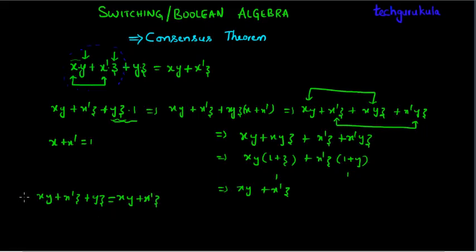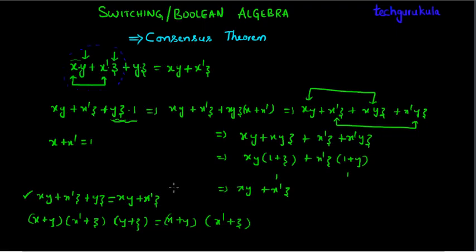Now we know that if you prove this equation, and you take the dual of this whole equation, that equation will also hold true. So let us write the dual of it: (x plus y) dot (x bar plus z) dot (y plus z) will be equal to (x plus y) and (x bar plus z). These two equations are duals of each other, and the equality holds true. So this is just the proof of it.